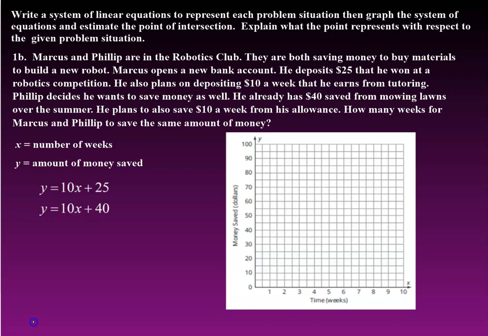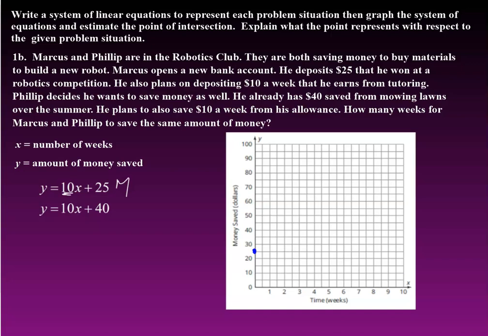So first thing we want to do is graph this. So Marcus starts at 25. So I'm going to put a point on the y-axis at 25. And his slope is 10. Okay, he puts in $10 each week.